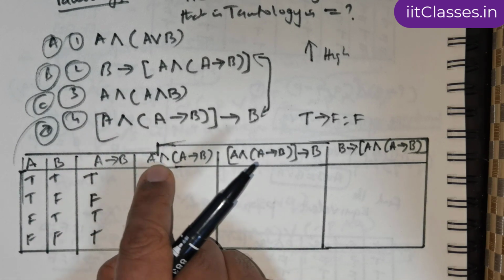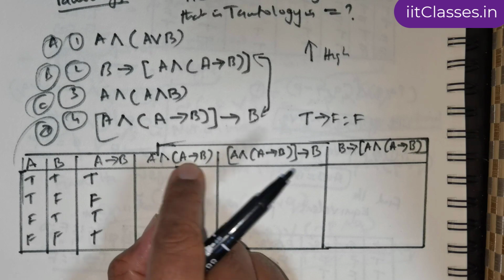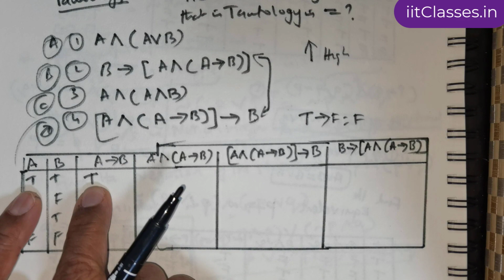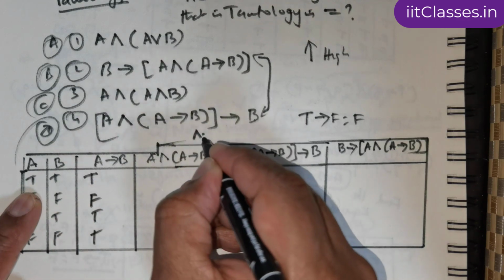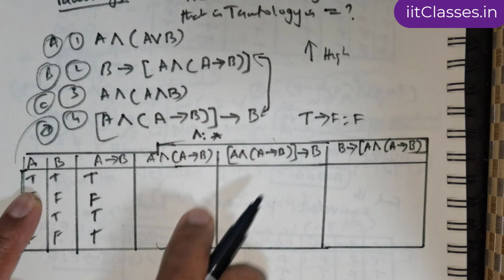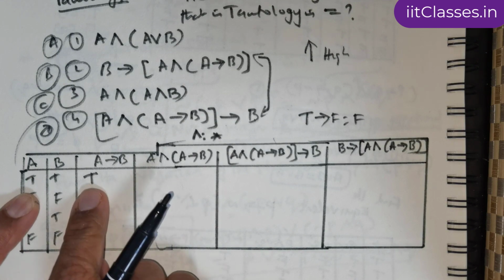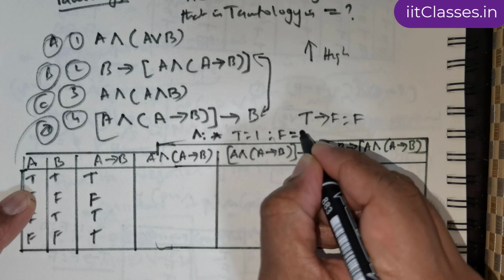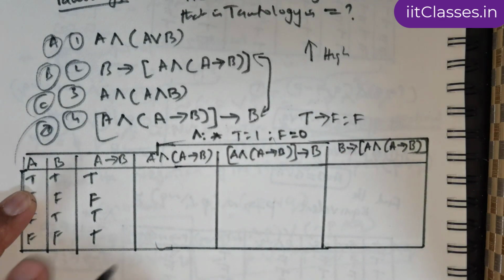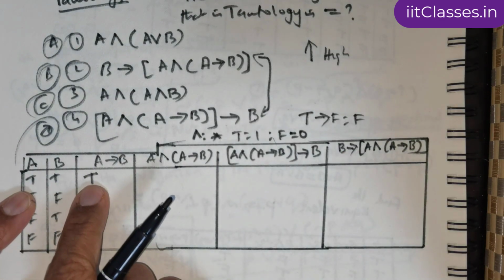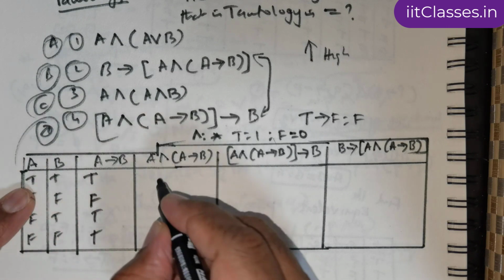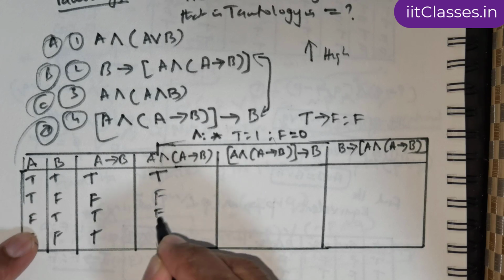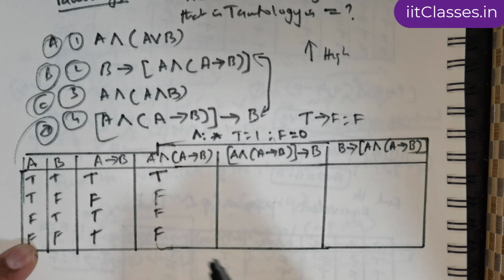Next is A conjunction of A conditional B. So you are actually performing the product operation. So I mentioned to you, we take this as the product operator, and T as 1 and F as 0. So this is going to be T multiplied with T. In other words, 1 multiplied with 1 is going to be 1. This is 0, this is 0, this is 0.